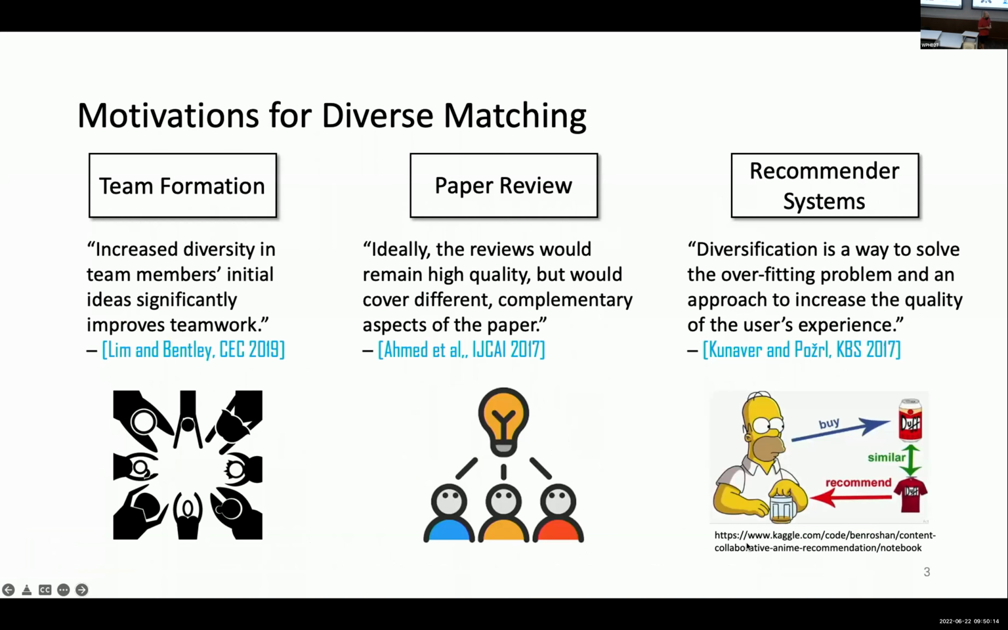There are a number of motivations for this. Team formation: there have been cognitive studies that look at the creativity that comes out of teams with diverse backgrounds. Things like paper reviews: obviously, if you're submitting a paper to CPAIOR and it's an MIT paper and you get all CP reviewers, that's not very useful because they'll kill it. And indeed, recommender systems, where the group of items that are used to recommend something, some diversity in there will help with the overfitting.